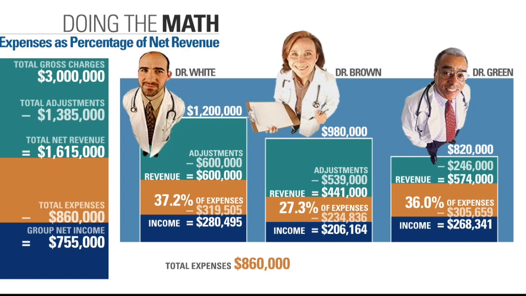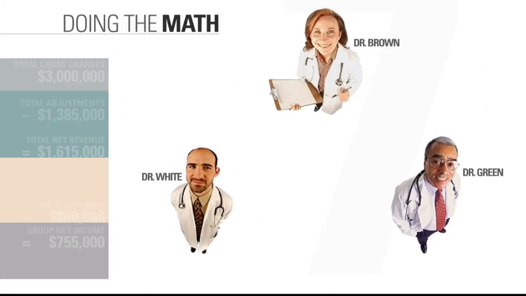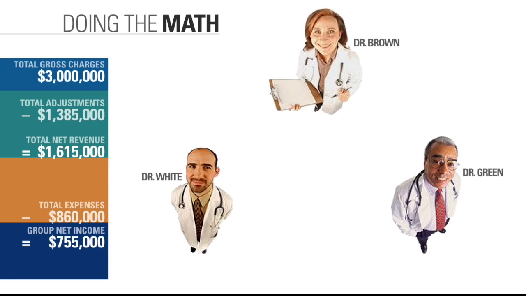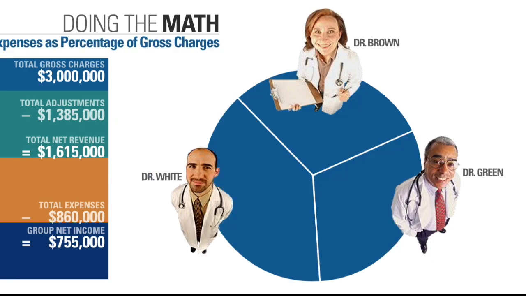It's likely that without a clear understanding of the rationale for the expense allocation, Dr. White, who has billed the highest gross charges, may not be pleased with this plan. In the final example, each physician is assigned a percentage value based on their share of the practice's gross charges, before any contractual adjustments are taken into account.